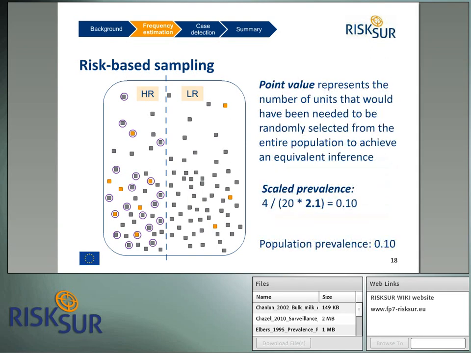The point value represents the number of units that would have been needed to be randomly sampled from the entire population in order to detect 4 cases as we did. It means that in our example, we would have needed twice the sample size in order to detect 4 cases using random sampling. This value, computed from the relative risk and risk fraction, allows us to scale the estimated prevalence from the risk-based sample, which refers to the risk population only, and derive the prevalence in the entire population.